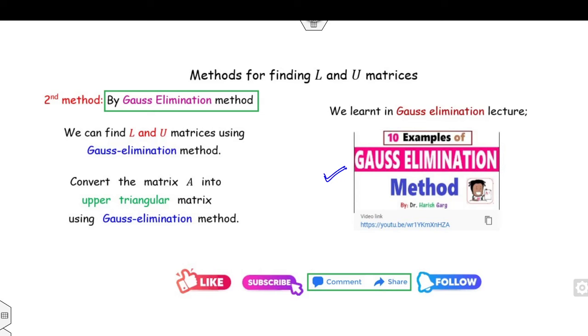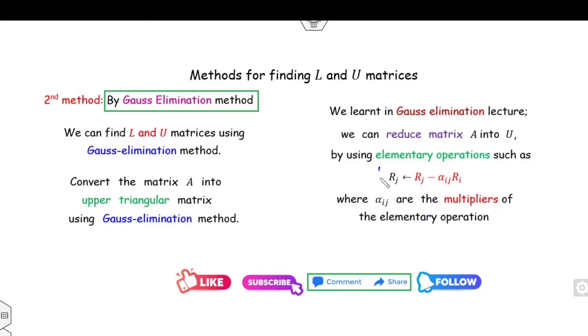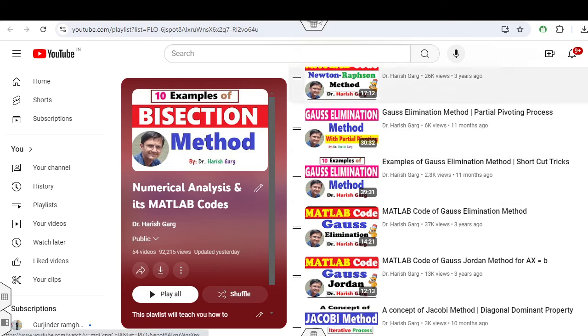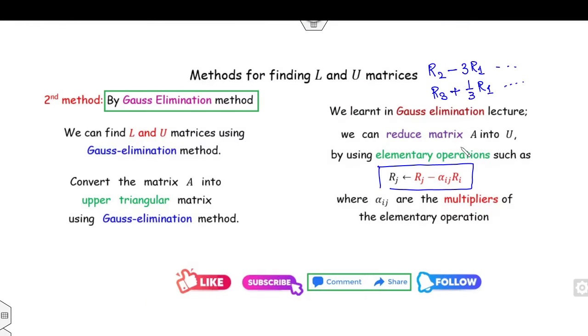Now, what have we learned in Gauss elimination? We can use elementary row operations, like R2 minus 3 times R1 or R3 plus 1 over 3 times R1, and so on. Based on these operations, you can find the upper triangular matrix. Also remember, in that lecture I explained the shortcut tricks for computing these values, where the coefficients like 3 and 1 over 3 are called the multipliers. So now my target is to find the values of L and U. This matrix U I can obtain by using Gauss elimination. And how can you obtain the values of L? That is based on these values of alpha ij.